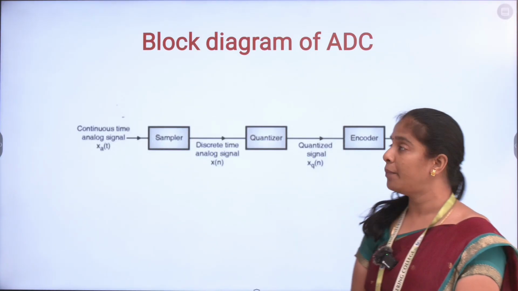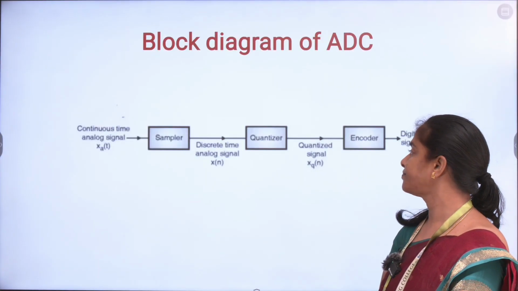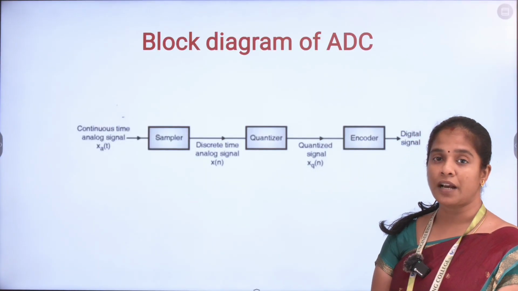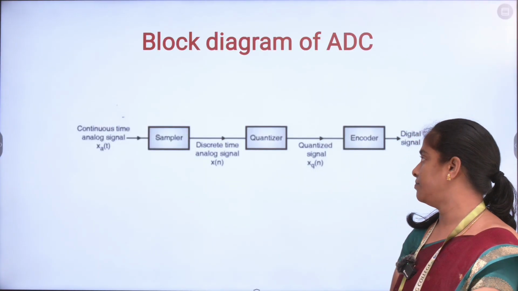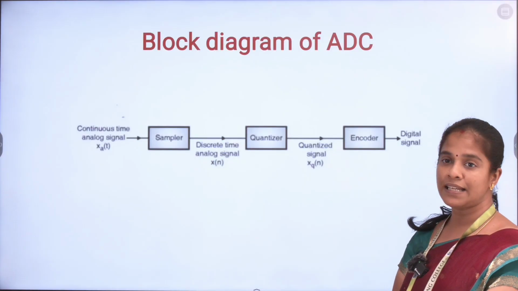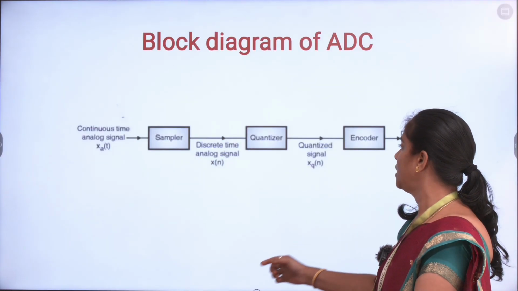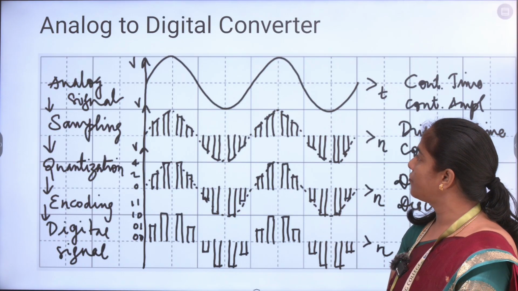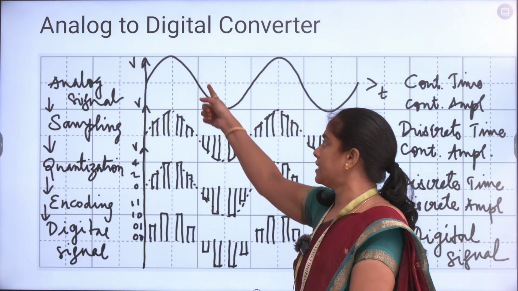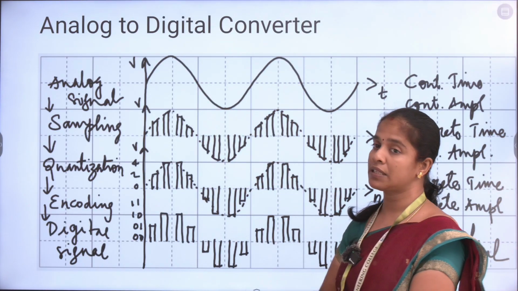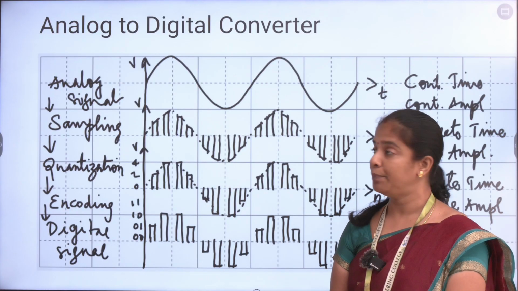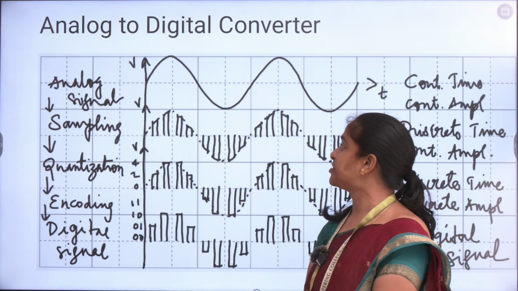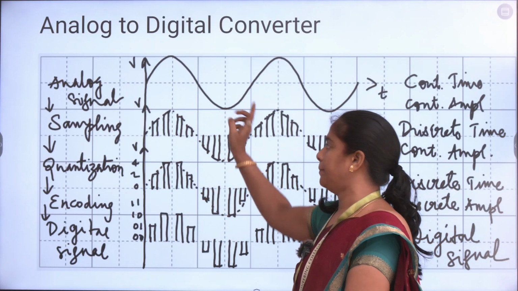So first, the block diagram of analog to digital converter. There are 3 steps in converting an analog signal into digital: sampling, quantizing, and encoding. This can be explained easily with the help of this diagram. The first signal is nothing but an analog signal, which is continuous in time and continuous in amplitude. That is, the signal is defined for every instant of time.